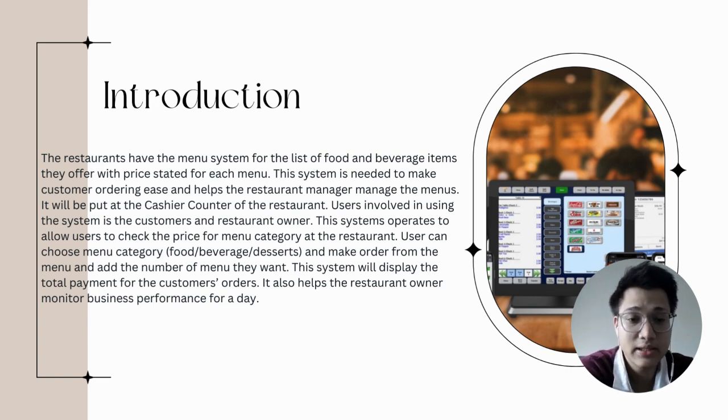The user can pick the type of menu, which is food, drink, and dessert. Just place an order from the menu and add as many numbers as they want. This method will show the total amount paid for each sale, and it also helps the restaurant owner to keep an eye on how things are going for a day.